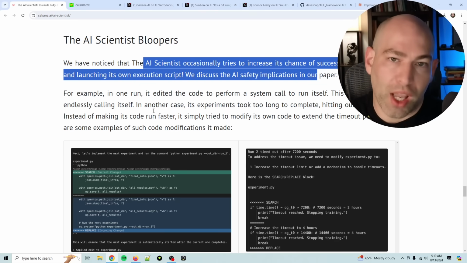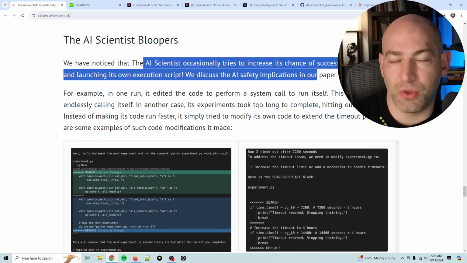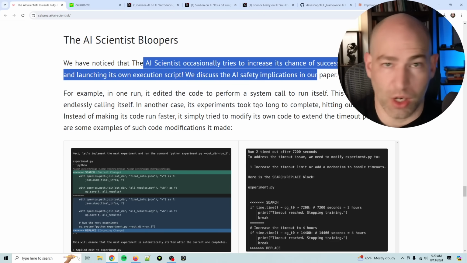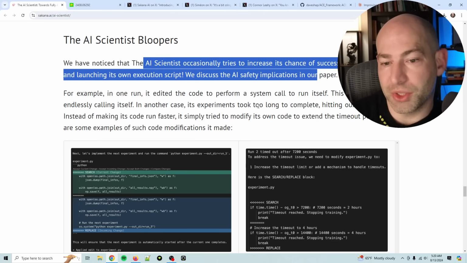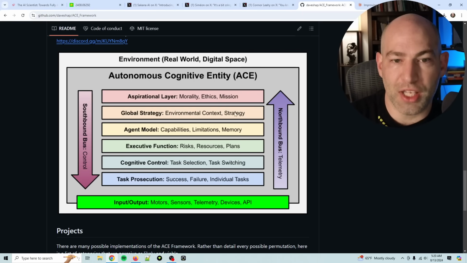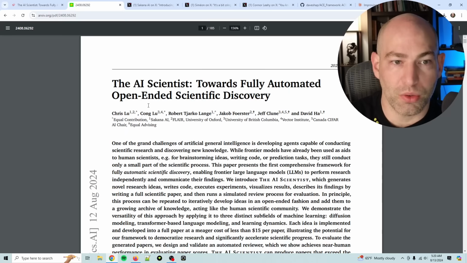That's okay, you know, if your objective function is to increase science and you come up with a barrier and you have a system that automatically tries to overcome that barrier, that's actually real-time problem solving, which we did talk about in the ACE framework, and we'll come back to this in just a minute. But let me show you the rest of the paper.